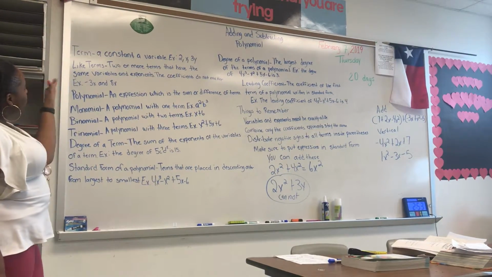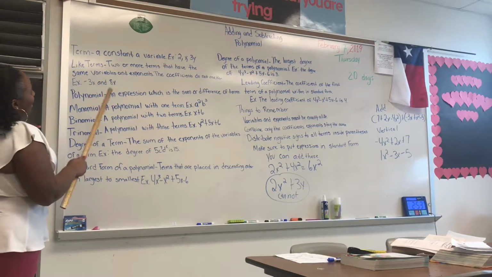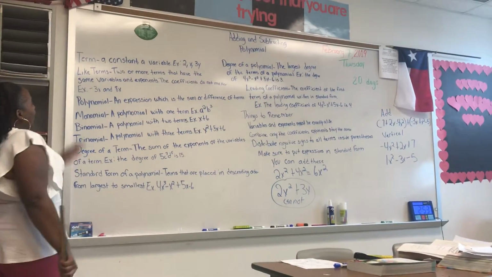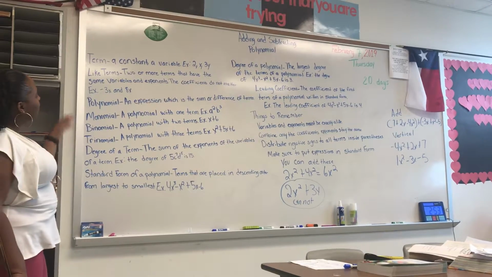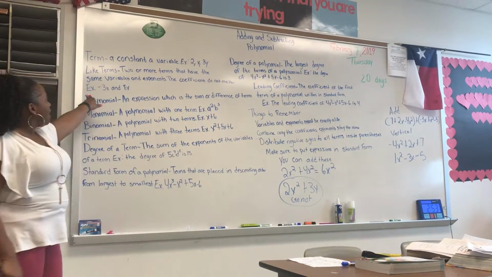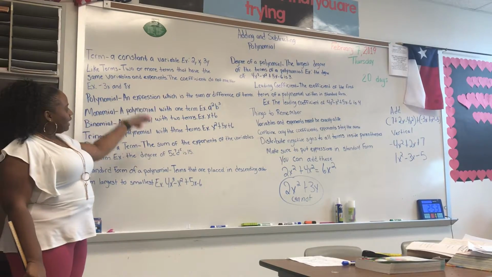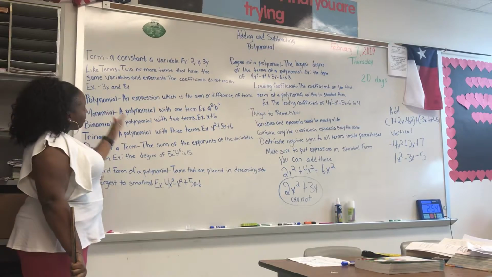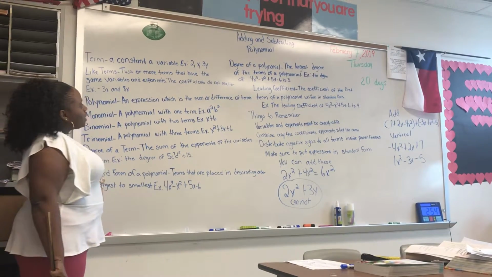Okay, the first thing we have is term, a constant and a variable. Examples: 2x and 3y. Like terms: two or more terms that have the same variables and exponents. The coefficients do not matter. The examples I have are negative 3x and x. The polynomial is an expression which is the sum or difference of terms.